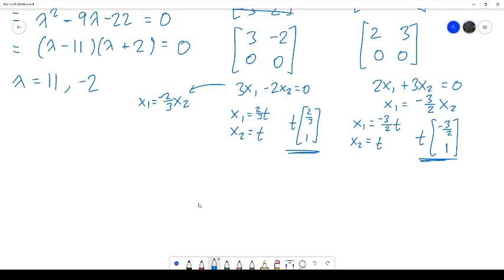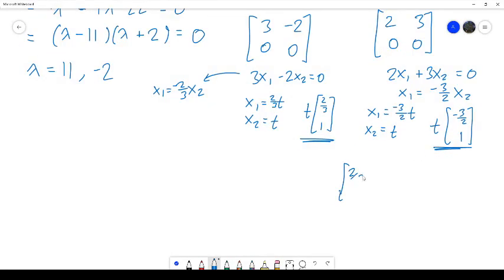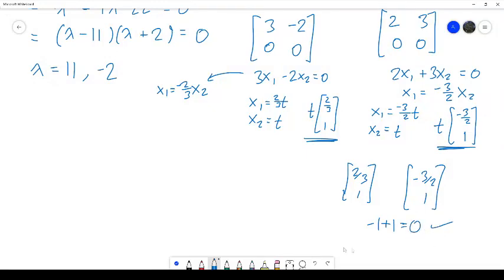It is possible that, like in the last problem, if we have a space that has multiple vectors in a single eigenspace, we might have to make them orthogonal using the Gram-Schmidt process. But in this case, we have two different sets. These should automatically be orthogonal to each other. We can check, but if you take 2/3 and 1, and negative 3/2 and 1, multiply these together, we'll actually have negative 1, and then on the bottom we have positive 1, and so these are orthogonal.